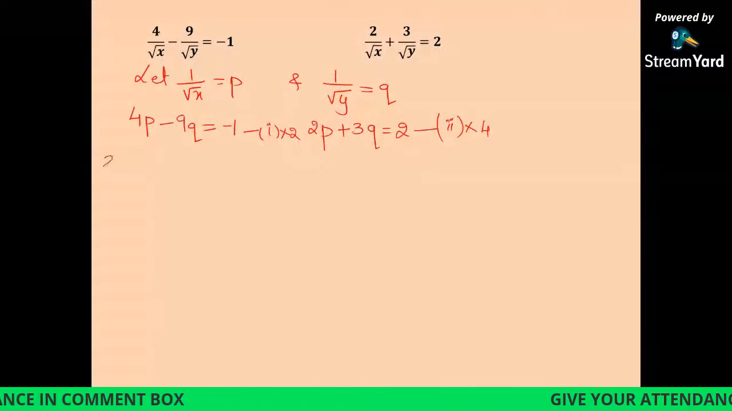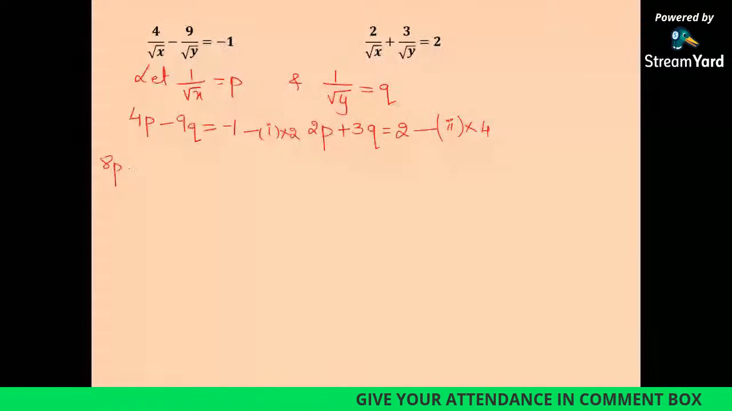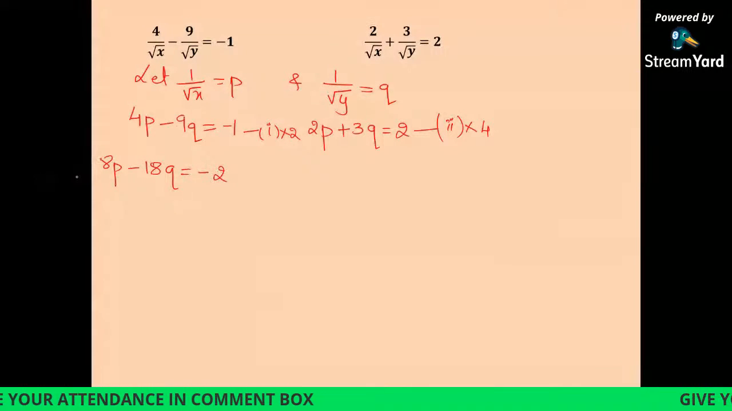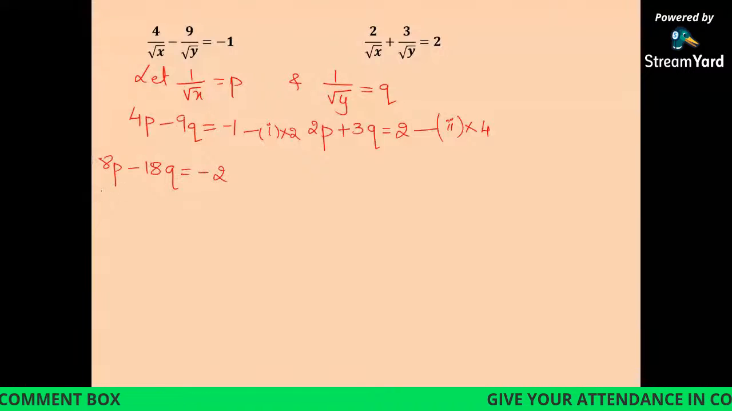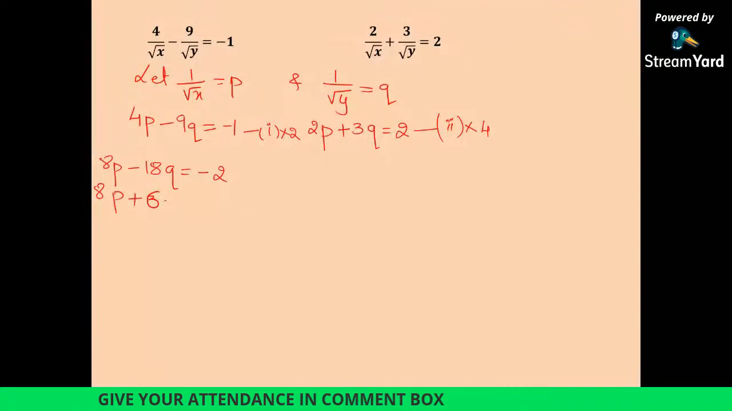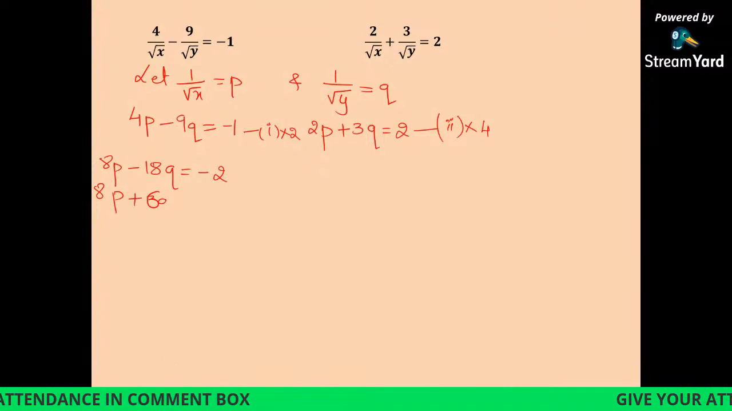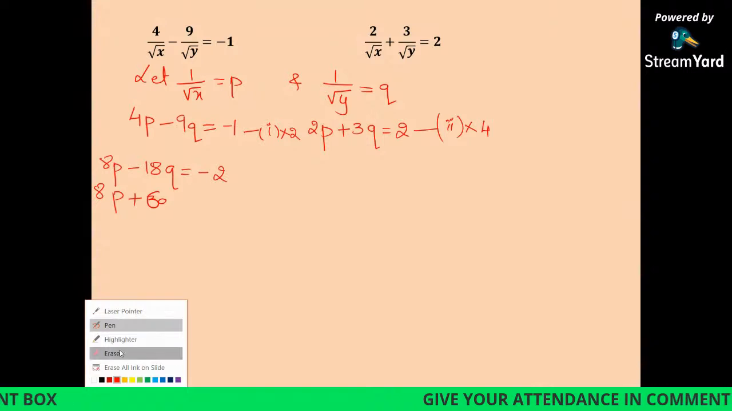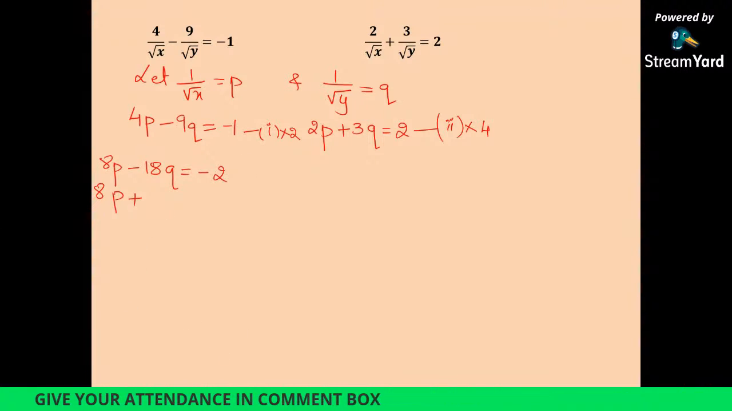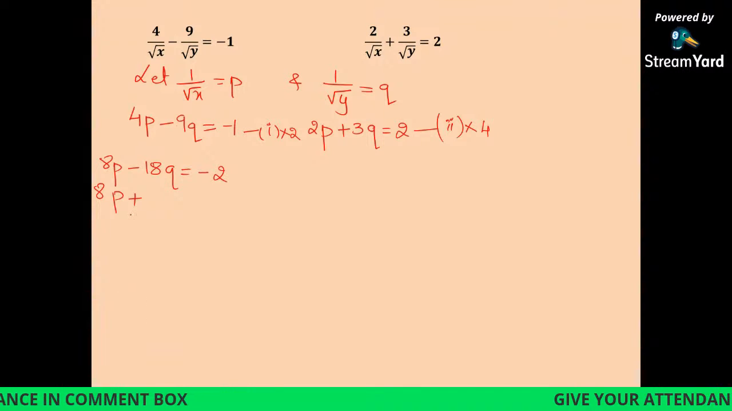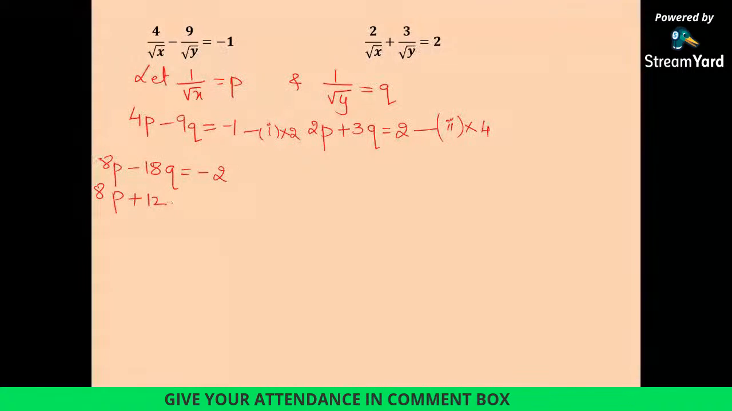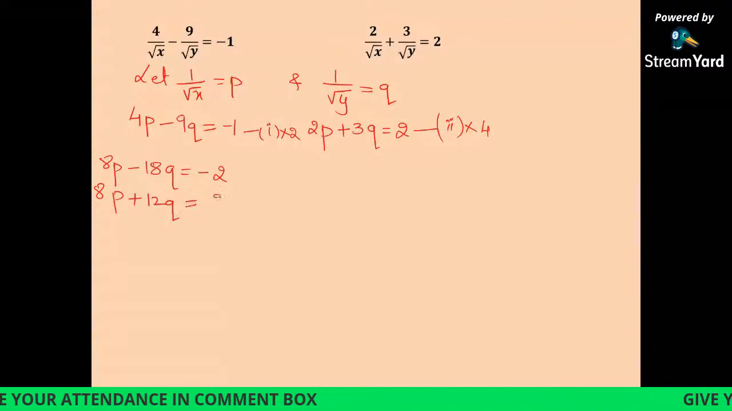Then 2 4s are 8p minus 18q is equal to minus 2, and 4 2s are 8p plus 12q is equal to 8.